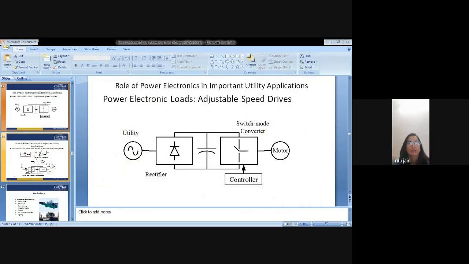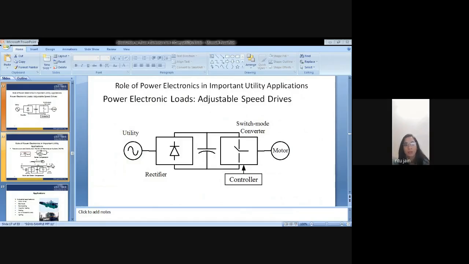Okay, so this is your utility, which is your AC supply. What happens after the utility? You can see a rectifier. So what is the use of the rectifier? The rectifier converts your AC to DC.